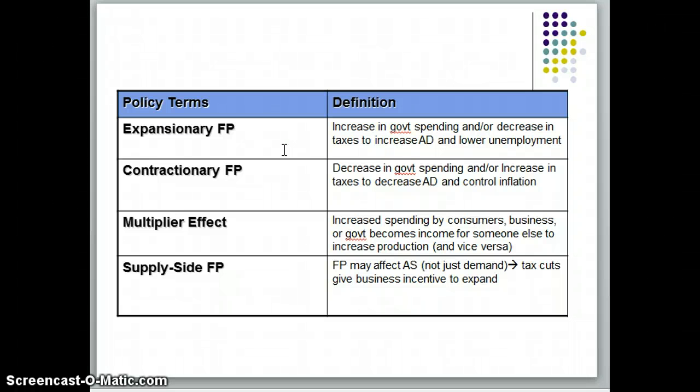That demand he's creating is going to create jobs and income for other people, and thus it continues to ripple out. That is what's known as the multiplier effect. So here you see increased spending by consumers, businesses, or government becomes income for someone else to increase production, and vice versa. That's the whole idea behind the multiplier effect.